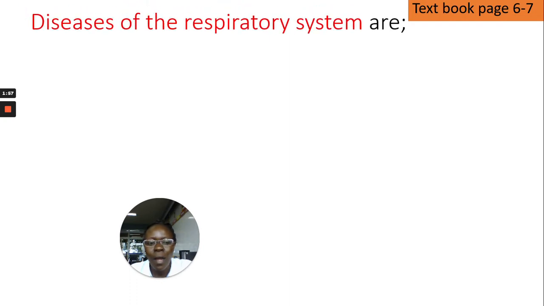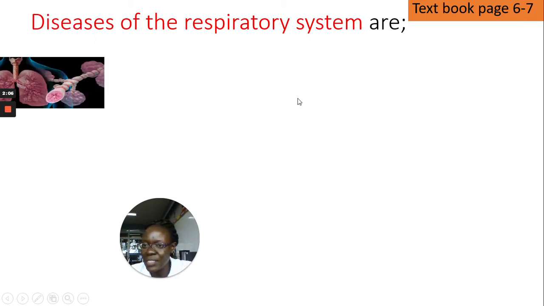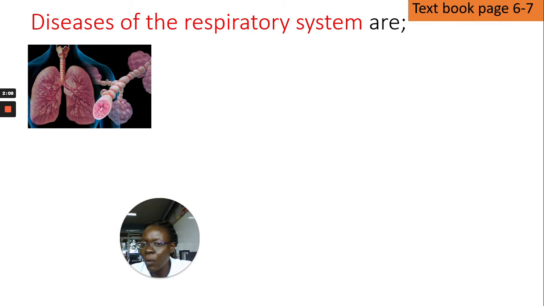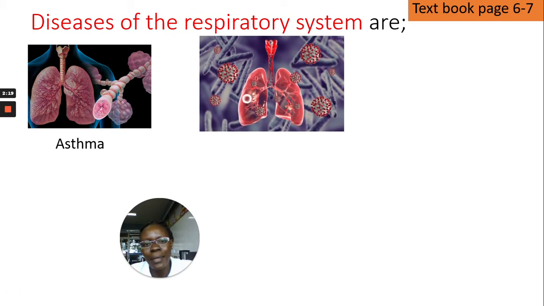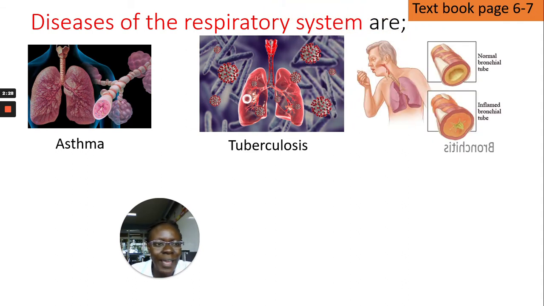Okay? So today we will talk about the diseases of the respiratory system. Now I would like you to turn to your textbook, pages 6 and 7, and let's look at some of the diseases of the respiratory system. Here is asthma. That is one of the respiratory diseases. And next we have tuberculosis, and bronchitis.